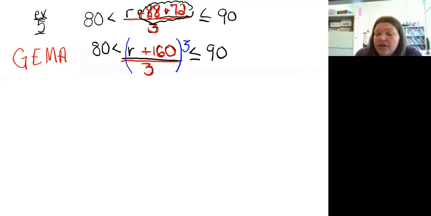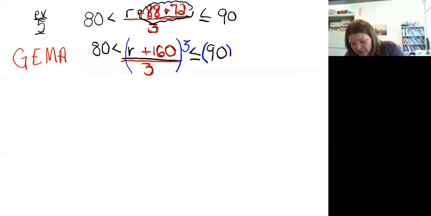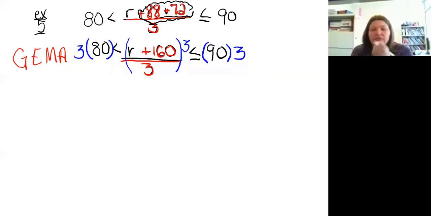Is that cool? Now the rule of equations and inequalities is I can do whatever I want, literally whatever I want, as long as I do it to all the expressions. And so there are 3 expressions here, and so I will take all 3 of them and multiply them all by 3. Is everybody okay with that? Yep. Now let's see what happens.